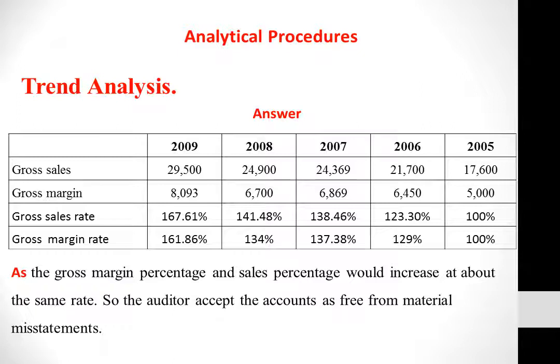We are going to find that this rate is also increasing. So the gross margin percentage rate and the sales percentage rate increase at the same rate. So the auditor is going to accept the accounts as free from material misstatements.